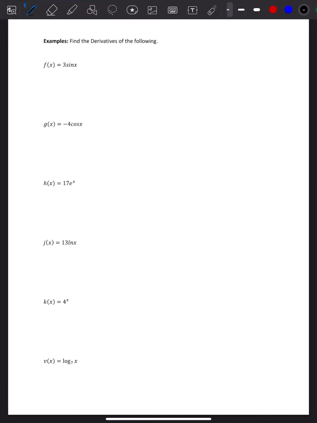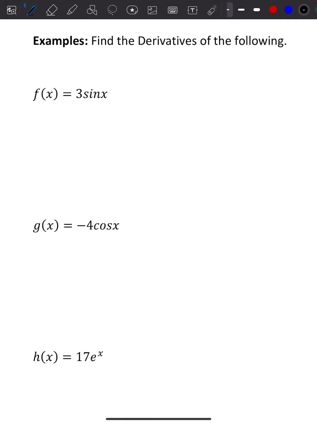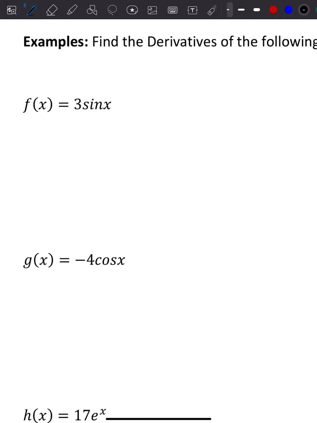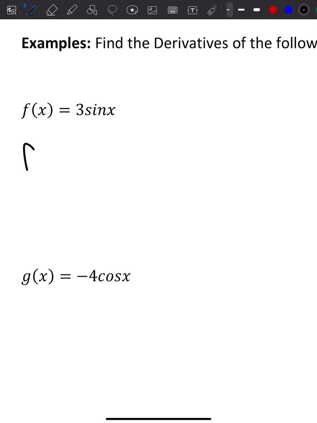Now that we've worked on our formulas, we are going to look at how we might use those formulas with specific examples. So if I have f of x equals 3 times sine of x, I'm going to start with f prime of x equals 3 is a coefficient, so I can do 3 times our derivative of our function sine of x. So 3 can kind of stay where it's at. The derivative of sine of x is cosine of x, and there's nothing I need to simplify, so I can just leave it at that.